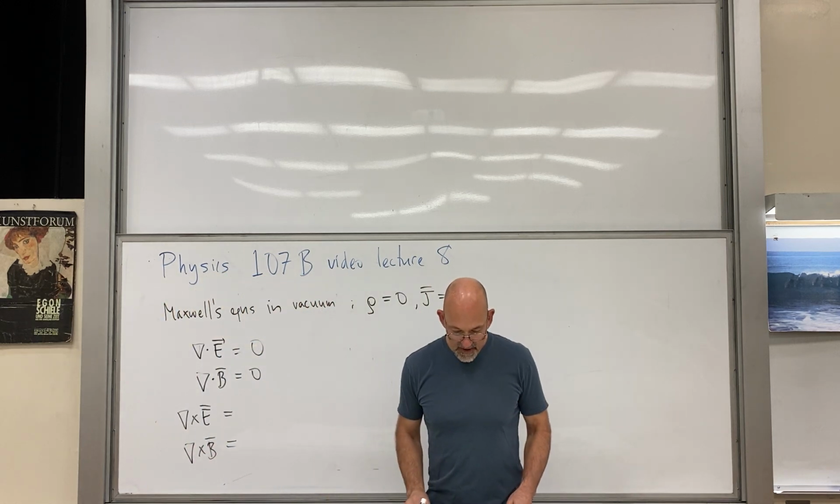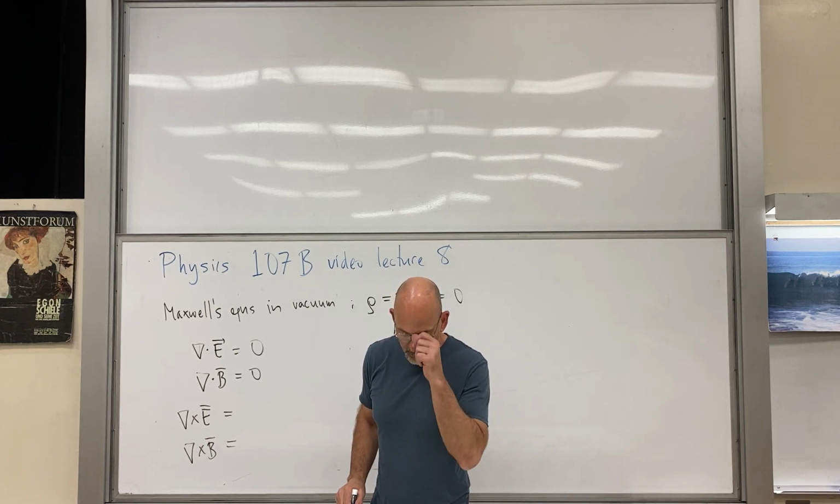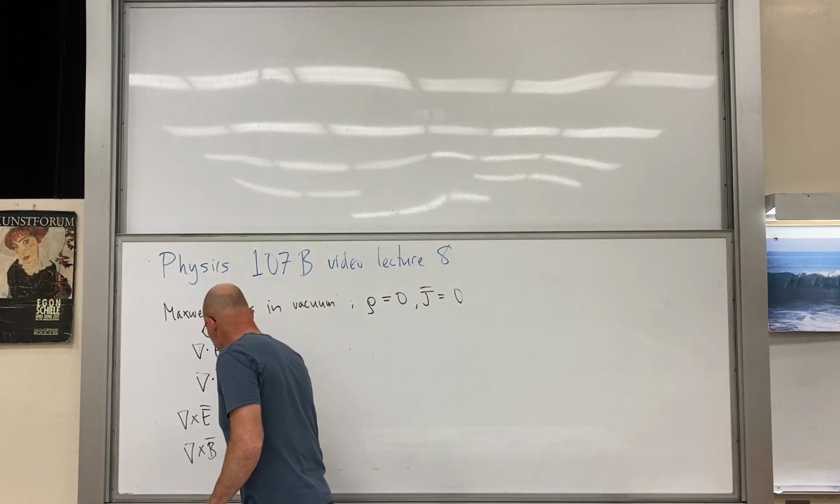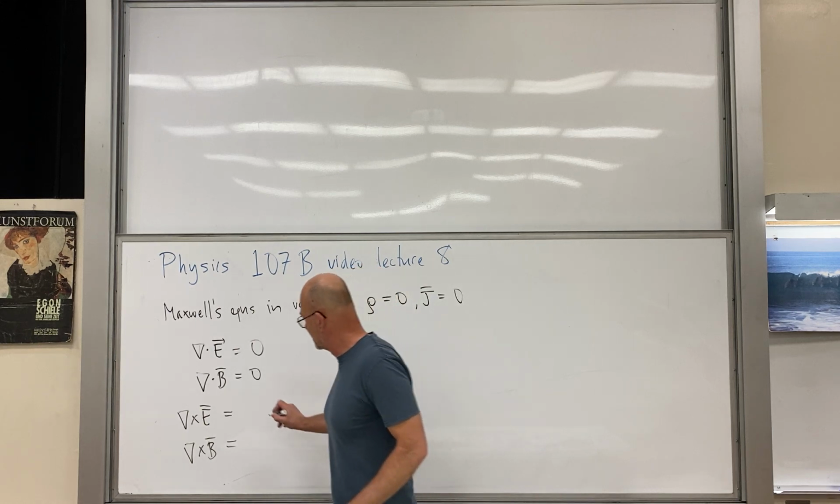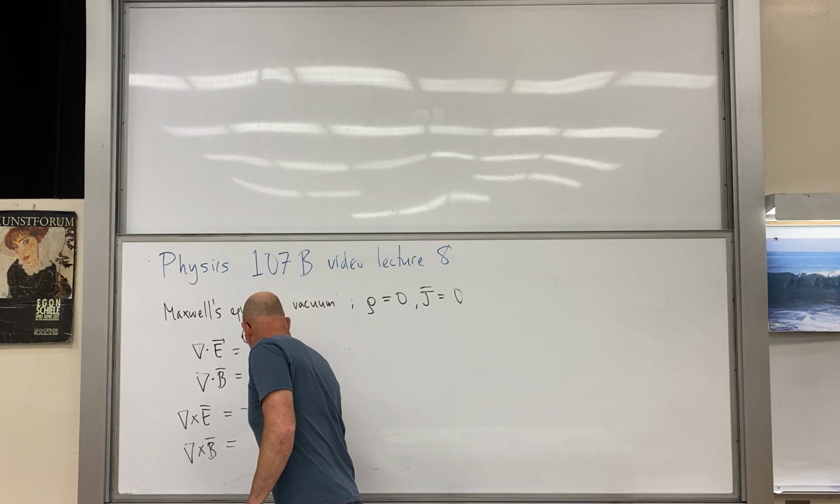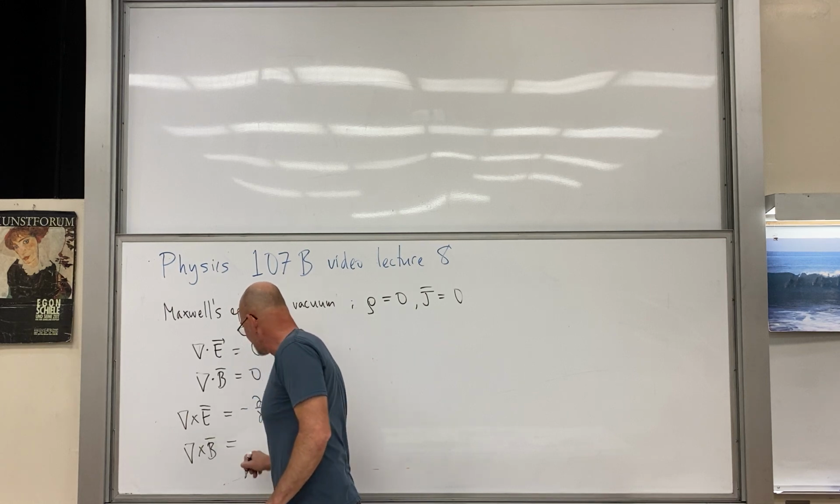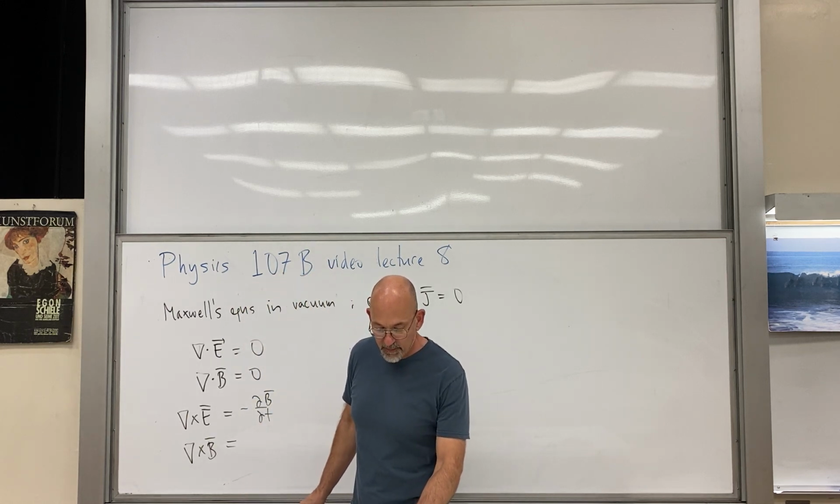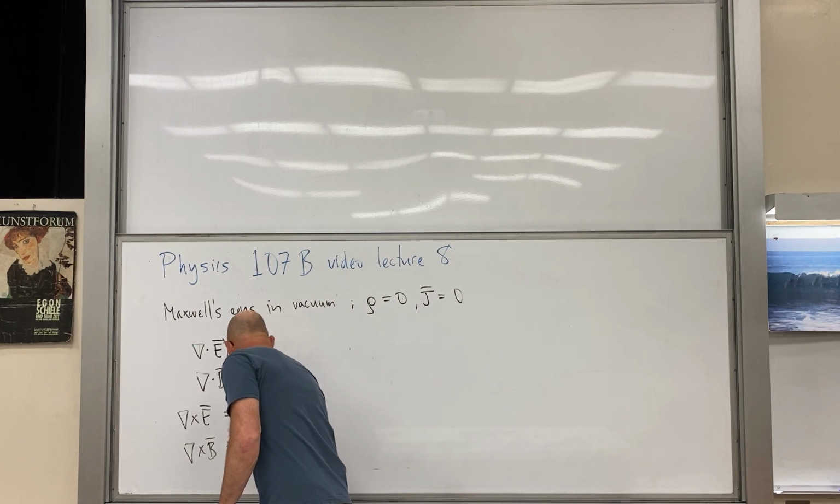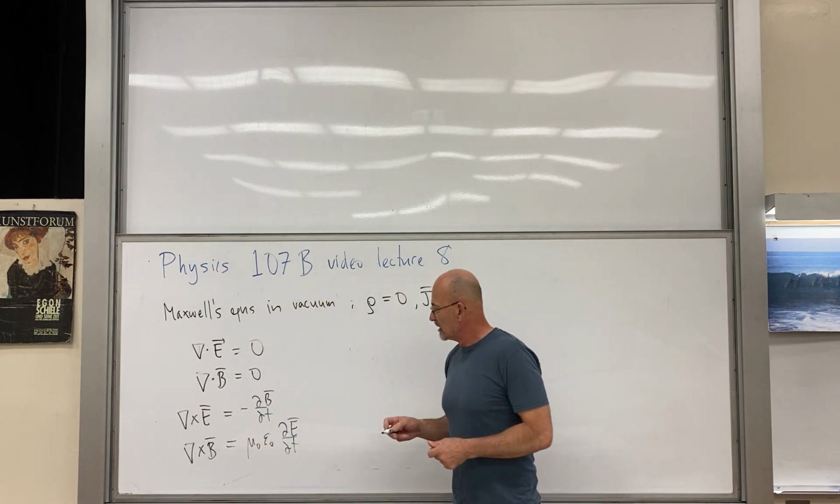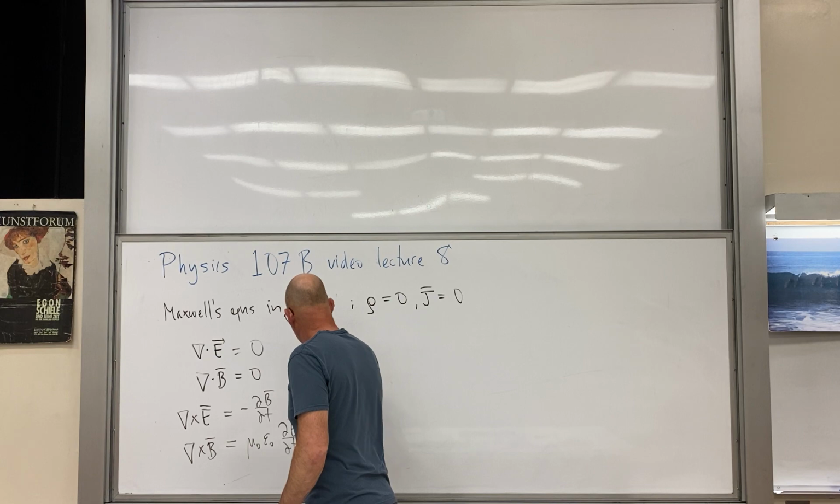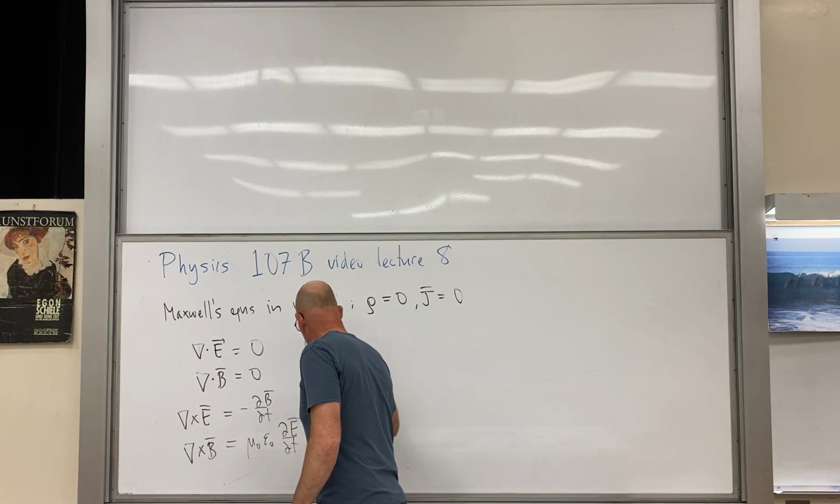And which one gets the minus sign? Faraday. Then here we have mu naught epsilon naught dE dt. Mu naught epsilon naught dE dt. So we'll number these 1 through 4, and ponder them for a moment.